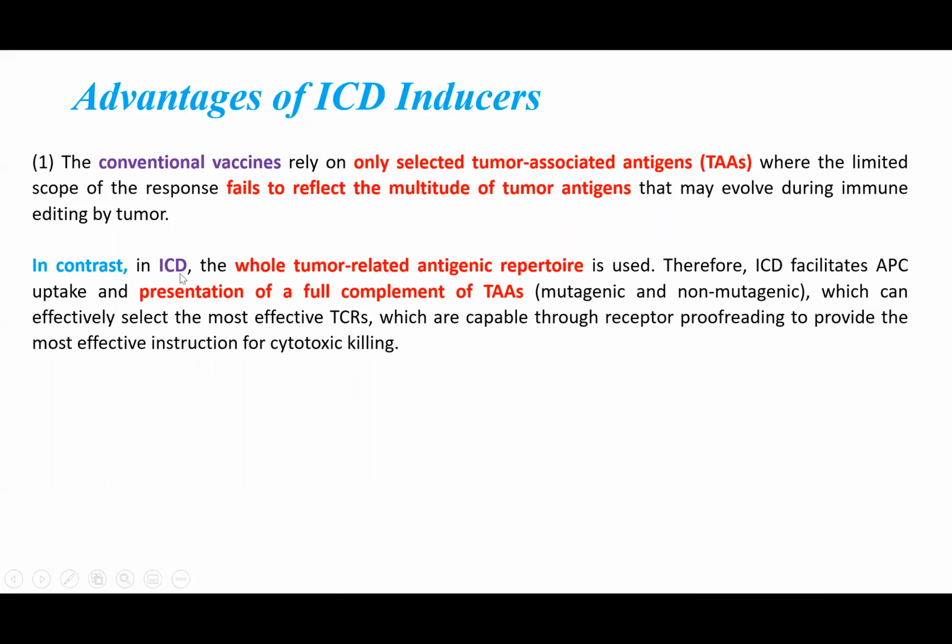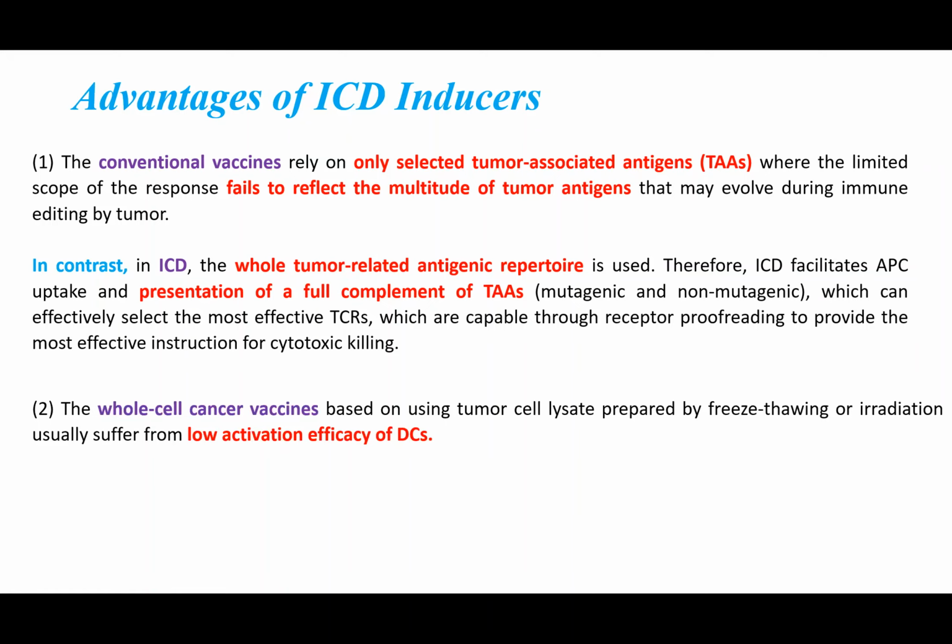However, in immunogenic cell death, we use the whole tumor-related antigenic repertoire. That means the immunogenic cell death will activate the antigen-presenting cells and help them to present the full complement of tumor-associated antigens, mutagenic and non-immunogenic.